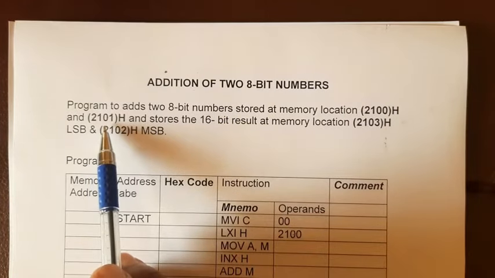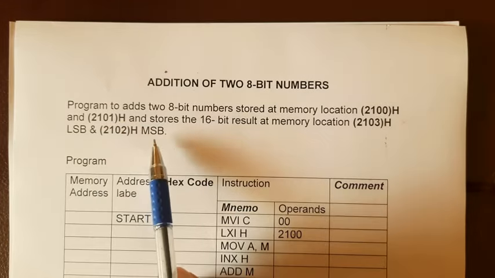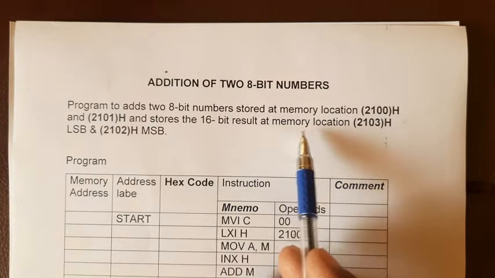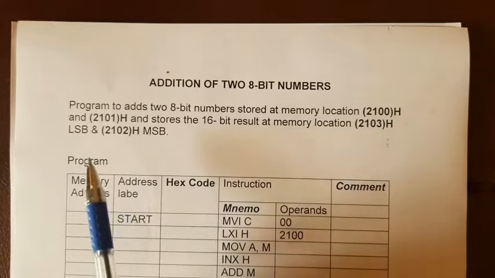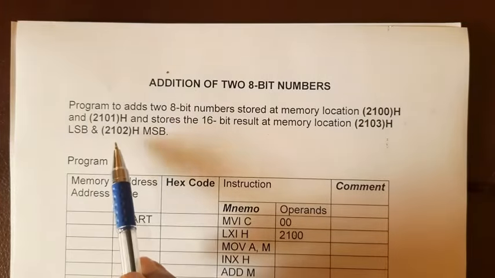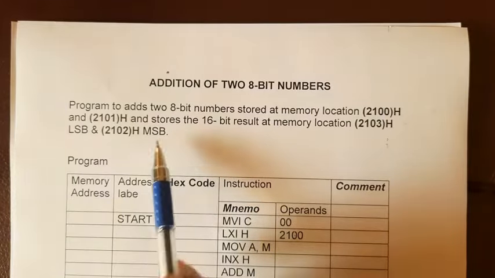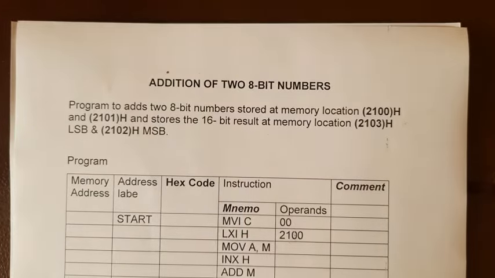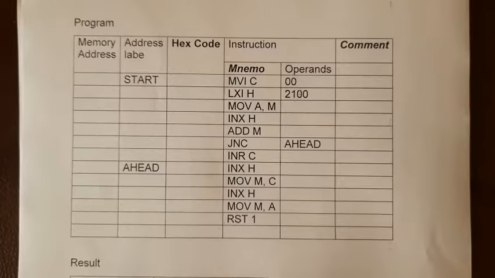the second number is at 2101, and store the 16-bit result at memory locations 2103 and 2102, that is 2103 LSB, and at 2102 we will have to store the MSB. This is our program. Okay, to achieve the task, this is the program with us.